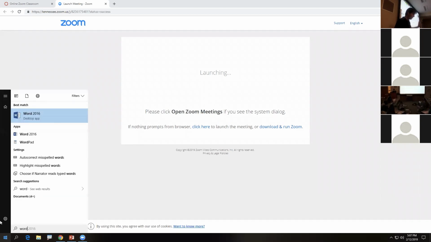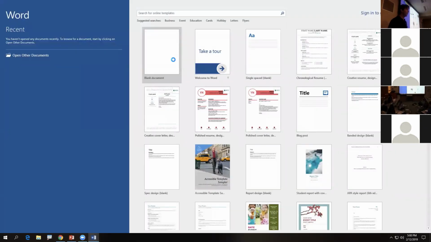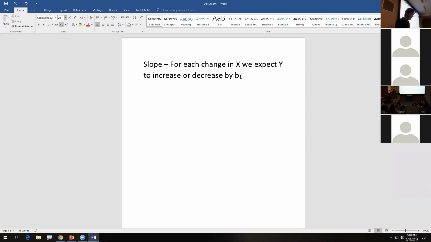Yes. Did everyone hear that? Here are things you should know how to interpret right away. The 3 things are, slope is one of them. And slope would be for each, oh my gosh, you guys are beating me out. Increase or decrease by B1 on average.